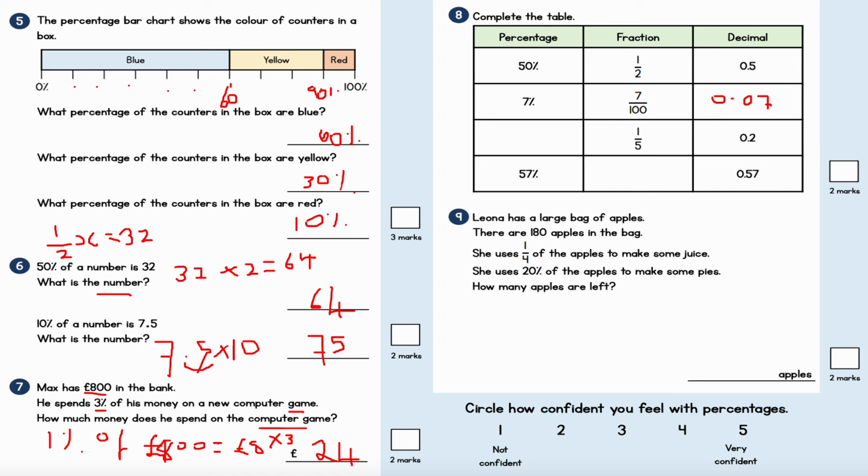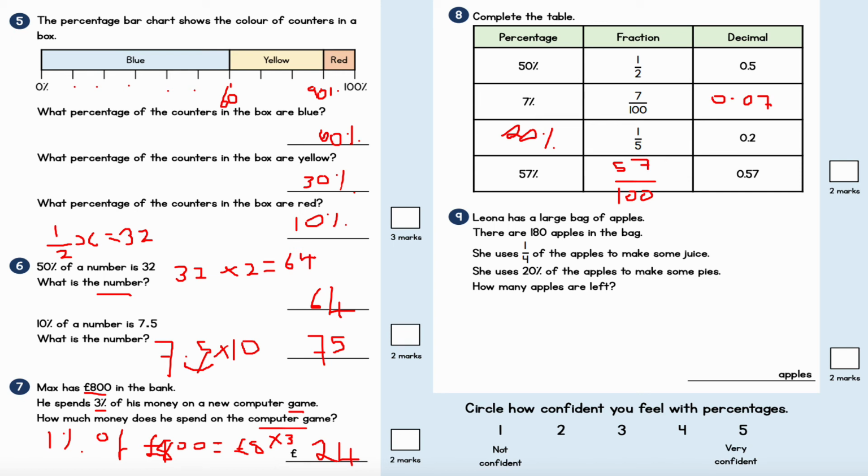Okay, 0.2, 1/5. Well, if I multiply this by 100, that will tell me the percentage. The answer we get is 20%. Okay, a decimal to a percentage, I times it by 100. Okay. Next question, 57%, 0.57. Well, looking here, a percentage means out of 100, so it's 57 out of 100.